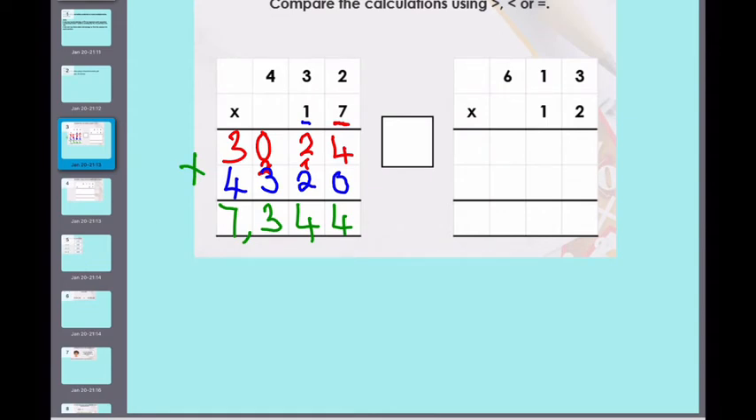So on your whiteboard if you've got one, if you're at school, or on a piece of paper at home if you need one. Pause the video, have a go, come back to me when you're ready.